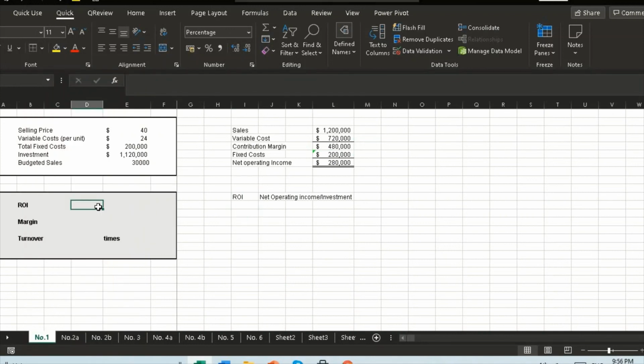To calculate the ROI, we will divide the net operating income of 280,000 by the total cost of investment of 1,120,000. We will get an ROI of 25%.